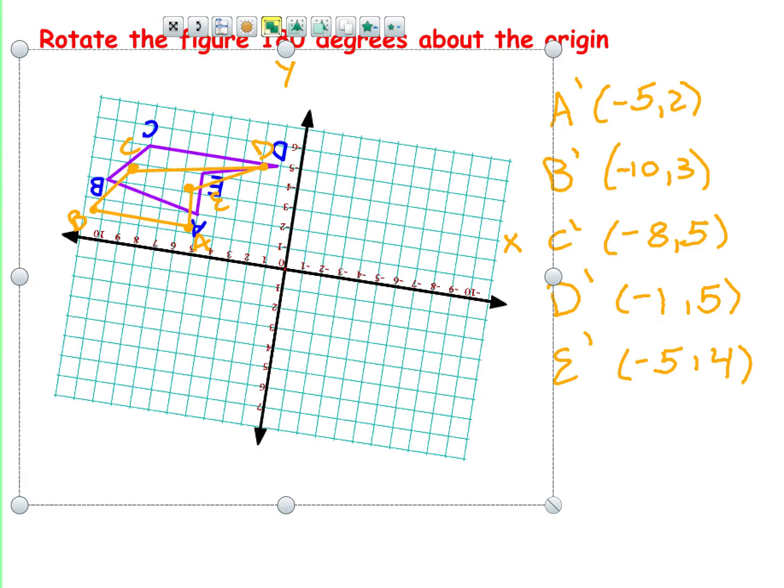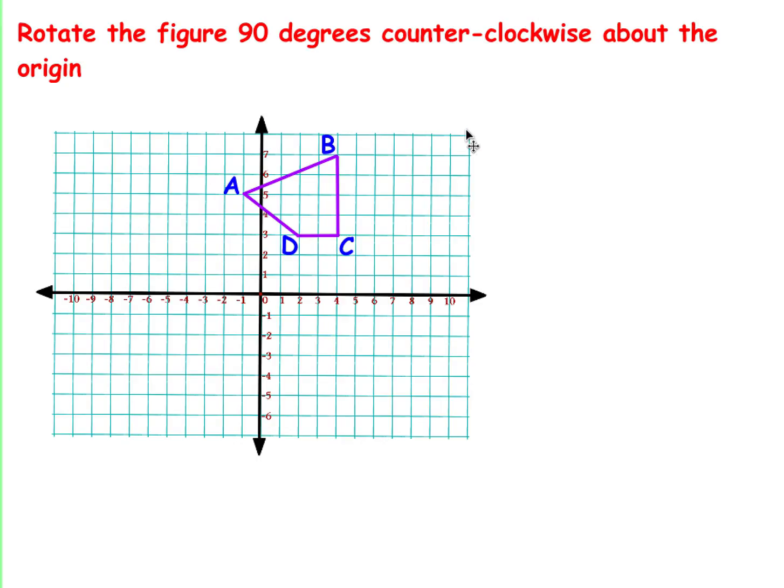So let's do one more example. So this one I wanted to show you guys because now I have a pre-image that is in both the first and second quadrant. So it's kind of overlapping here. It's going across the y-axis, and that's okay. It's not going to change anything.